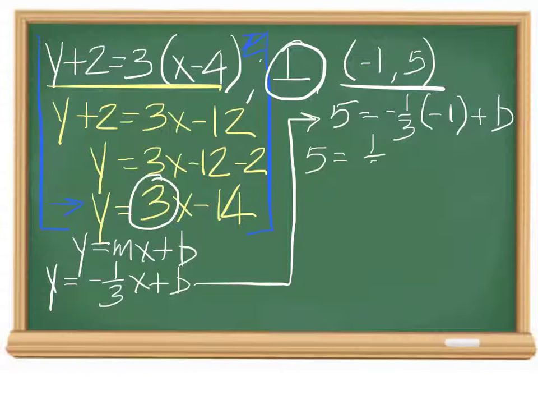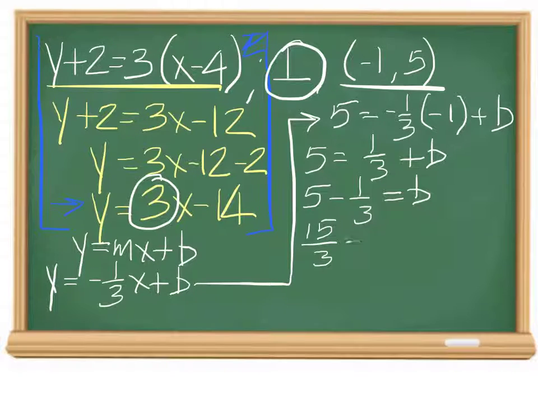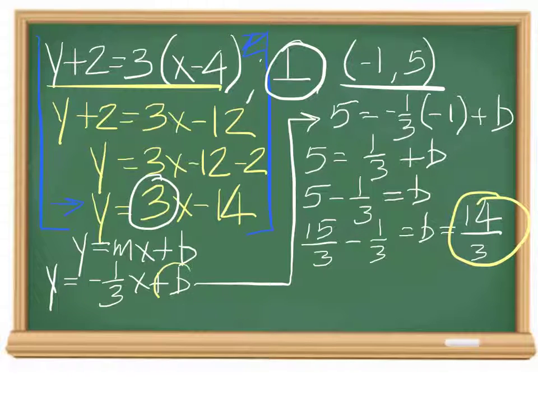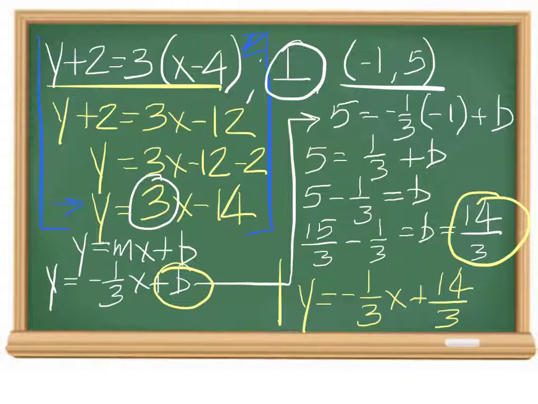5 equals a positive third plus b. Move the third to the left, change the sign, and get a common denominator, which will be 15 over 3 minus 1 over 3. And that gives you a value for b of 14 over 3. You insert this back here to get y equals a negative 1/3 x plus 14 over 3.